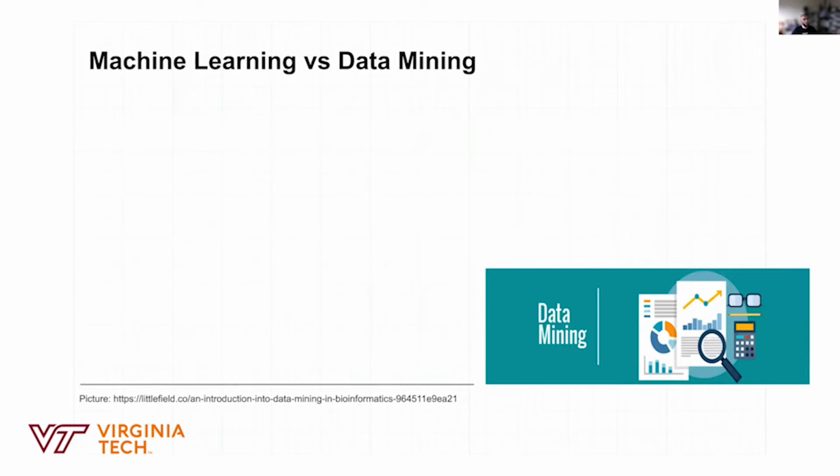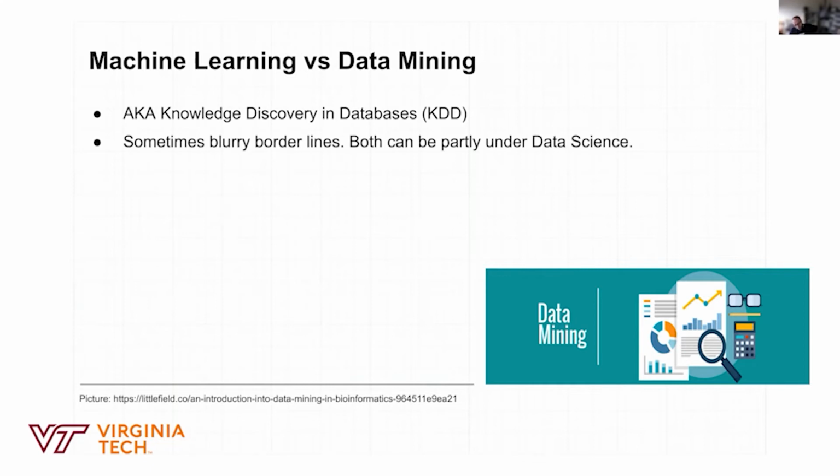Let's now see some differences between machine learning and some other buzzwords. The first word that we are going to talk about is data mining. You probably have heard this word before. Data mining is also known as knowledge discovery in databases, or KDD. And just to be clear, the borders between machine learning and data mining are sometimes blurry. You might find different definitions, but they all revolve around some basic differences.